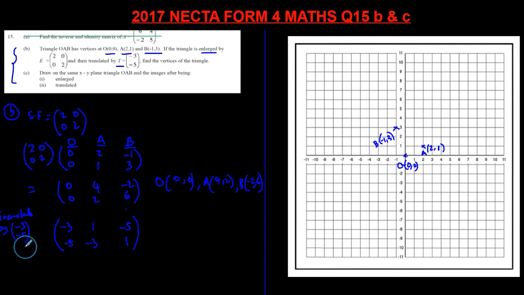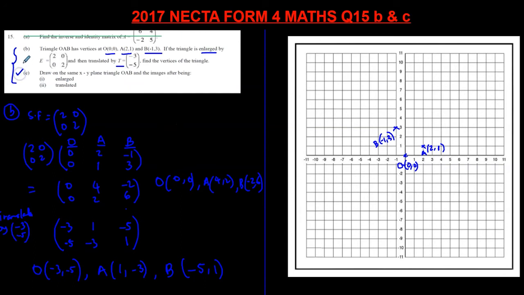So our vertices will now be: O will be at (-3, -5), A will be at (1, -3), and finally B will be at (-5, 1). So that is part B done.